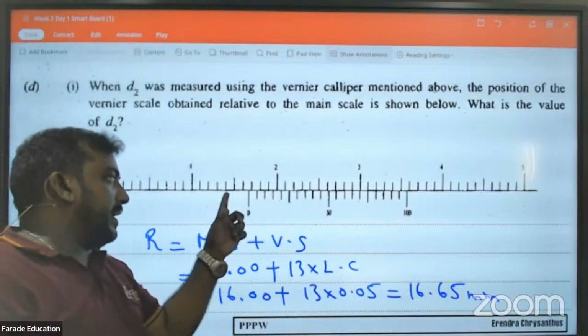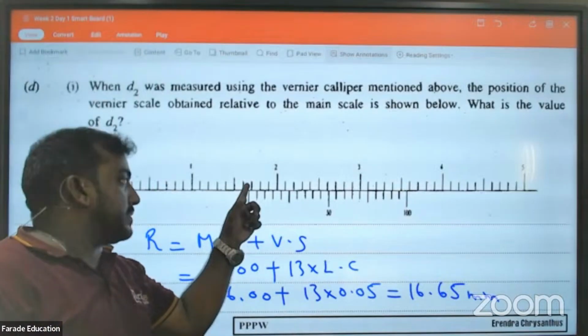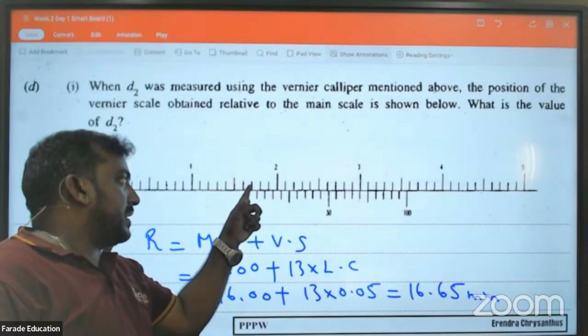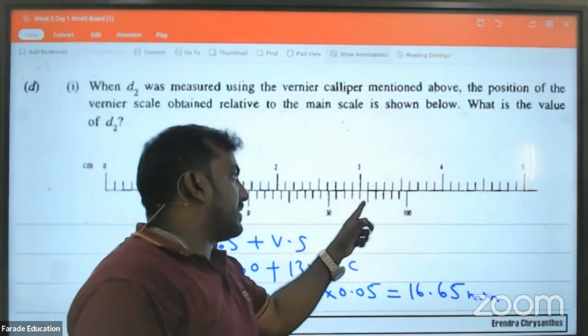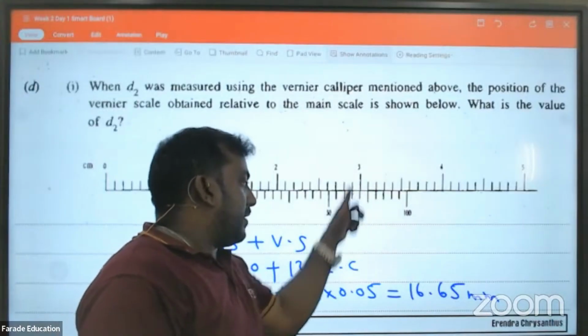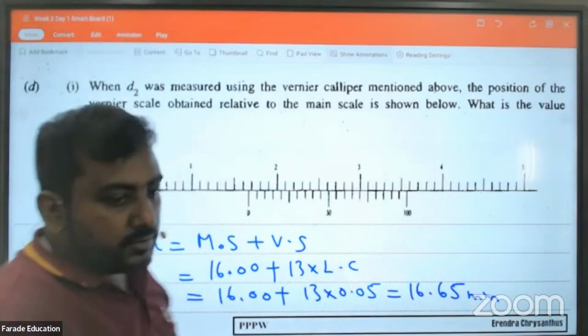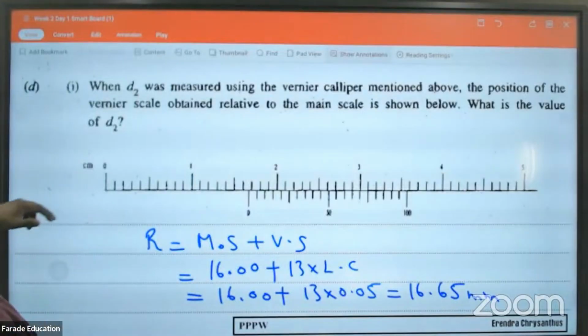So how do you get the reading? Check where the vernier scale 0 is. It's between 16 and 17. Use the lower one. Find which vernier scale division is in line with the main scale. That vernier scale division is multiplied by the least count. Okay, right.